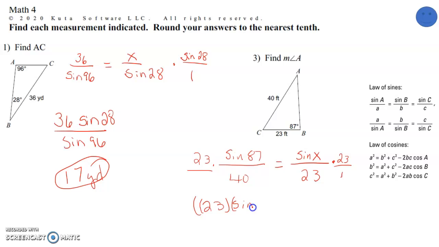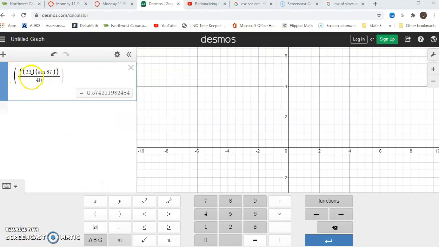Sine of 87 over 40. Remember, we're just putting these in parentheses right here, this big set of parentheses, so that it understands that all of that is in the numerator. I'm going to go put that in decimals here for just a second. Okay, so I got it in there. I just changed the stuff that I had before, and then I've got this 0.57.